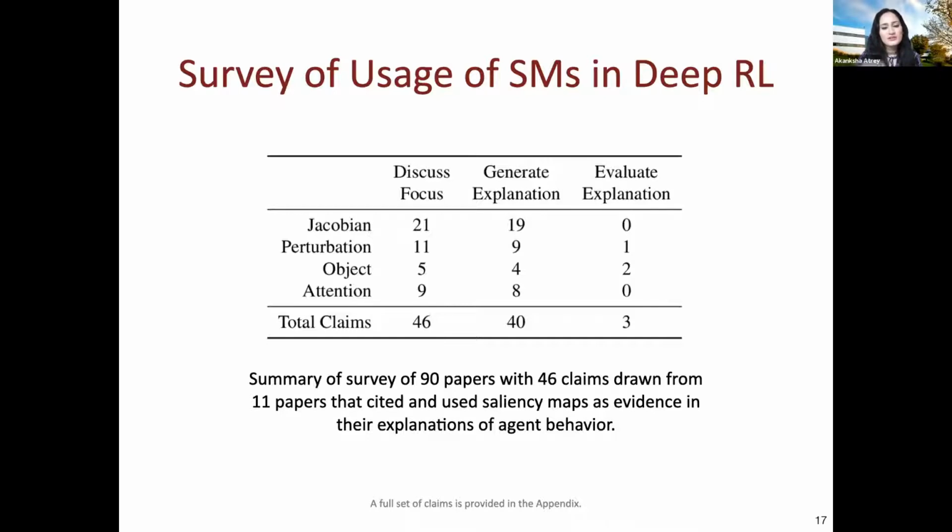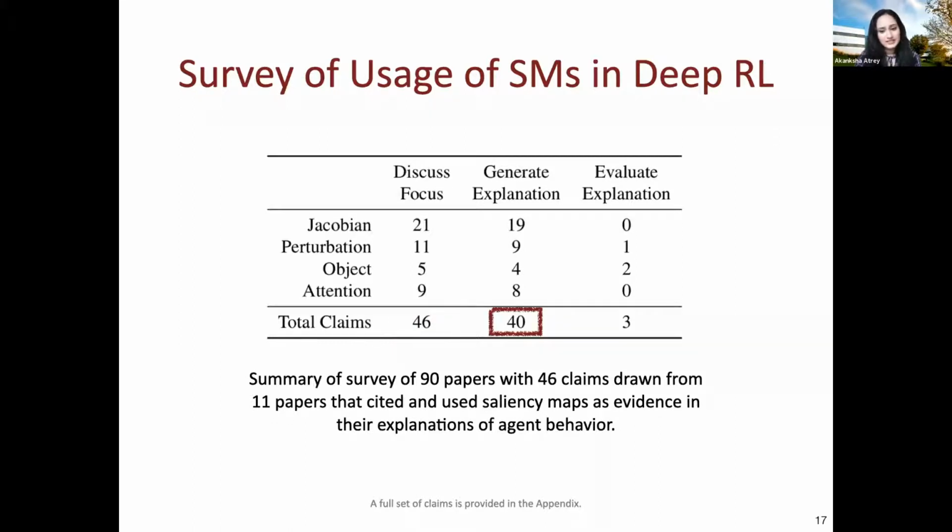And the columns here present categories of their usage. So all 46 claims interpret salient areas as a proxy for agent focus. So for example, a claim about a Breakout agent notes that the network is focusing on the ball and paddle and little else. And that is normal, right? That is just like saying, oh, look, the agent is looking there.